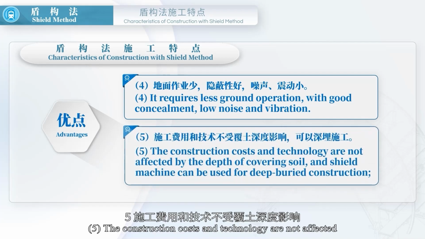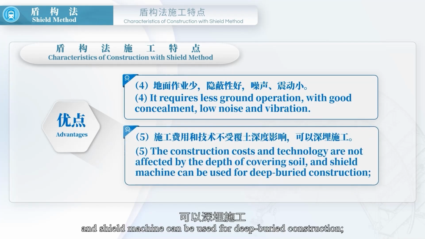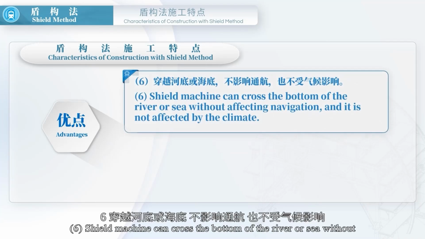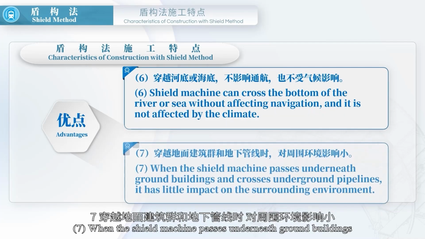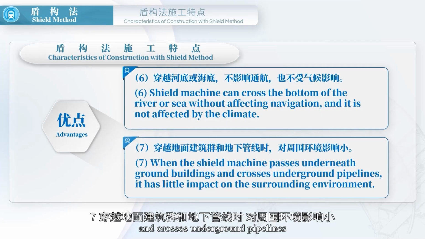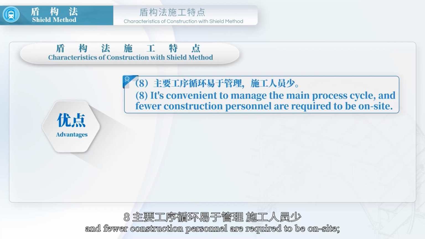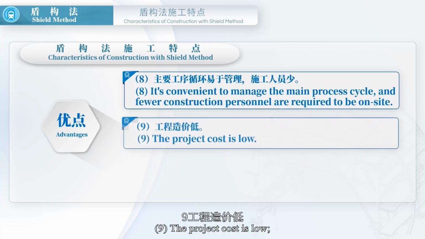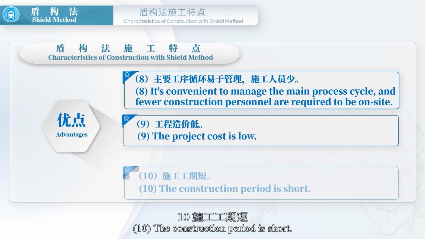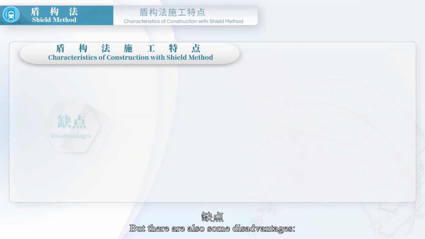5. The construction costs and technology are not affected by the depth of covering soil, and TBM can be used for deep buried construction. 6. TBM can cross the bottom of the river or sea without affecting navigation, and it is not affected by the climate. 7. When the TBM passes underneath ground buildings and crosses underground pipelines, it has little impact on the surrounding environment. 8. It's convenient to manage the main process cycle, and fewer construction personnel are required to be on site. 9. The project cost is low. 10. The construction period is short, but there are also some disadvantages.